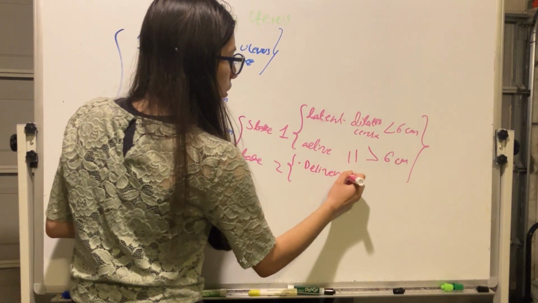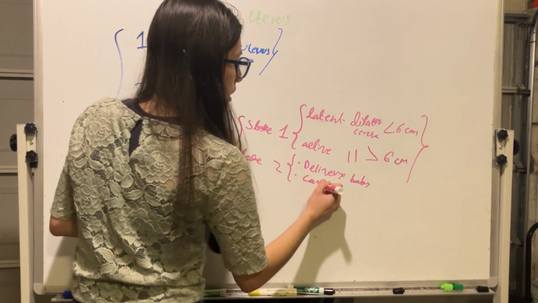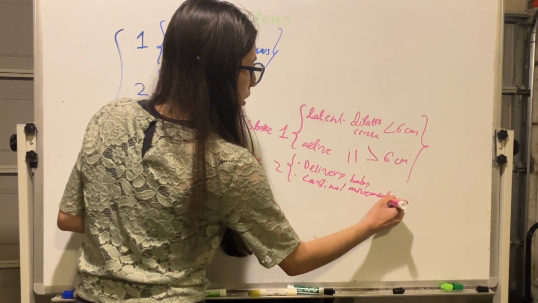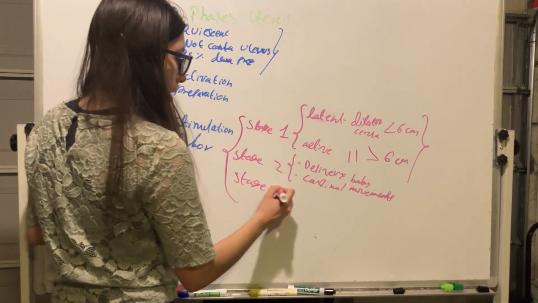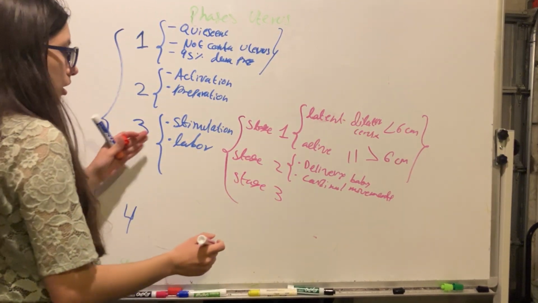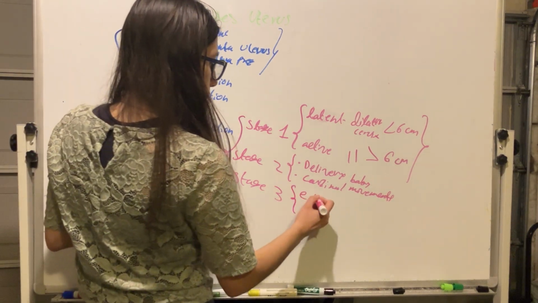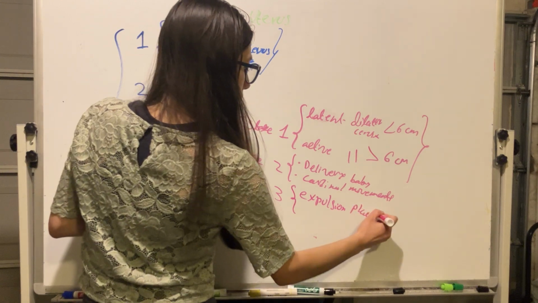So here goes the cardinal movements of the baby. Then we have stage 3 of the phase 3 of the uterus, which is the expulsion of the placenta.